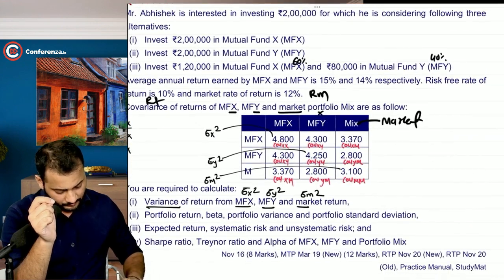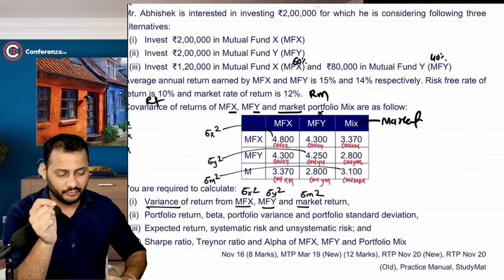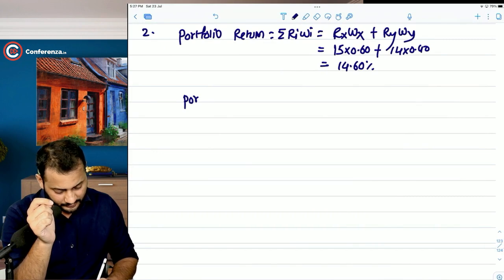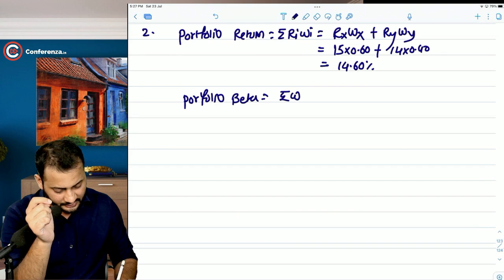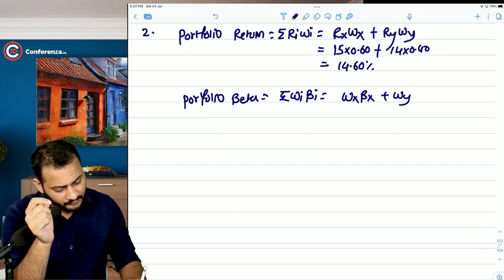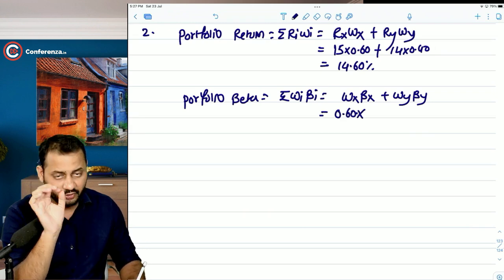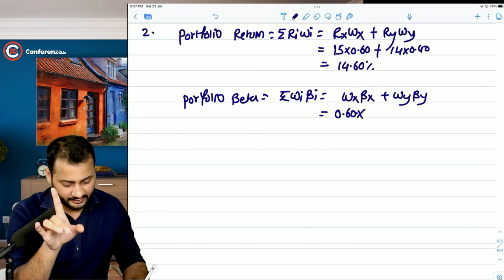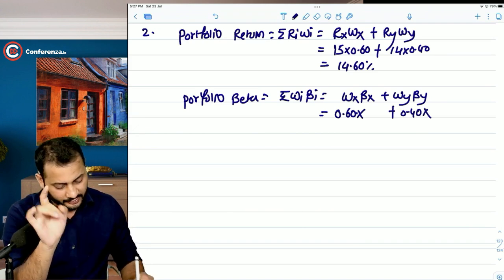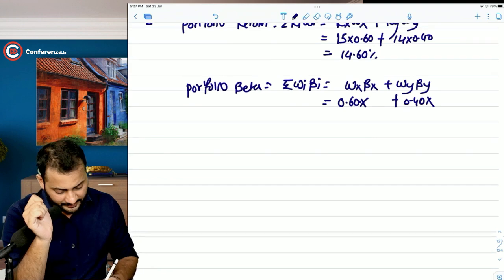Second part, portfolio return. After that, we need to calculate portfolio beta. See, portfolio beta is also weighted average, summation of weight i beta i. That means weight X beta X plus weight Y beta Y. We know the weight of X is 60%, but we don't know the beta of X yet. Plus 0.40 into beta. So first we have to find out the beta of X and beta of Y. How do you calculate them? Tell me.